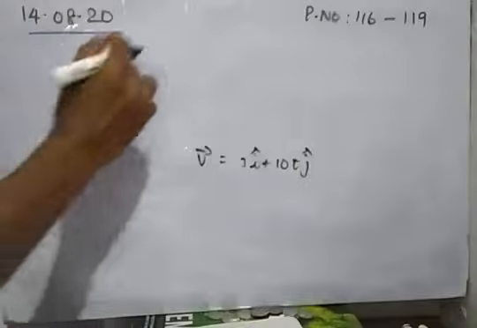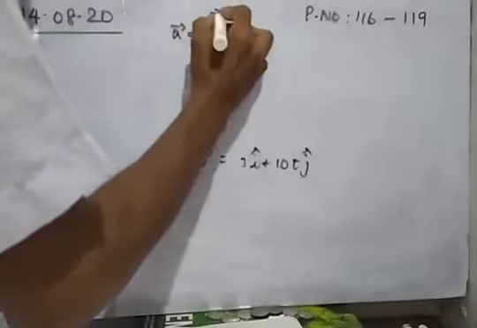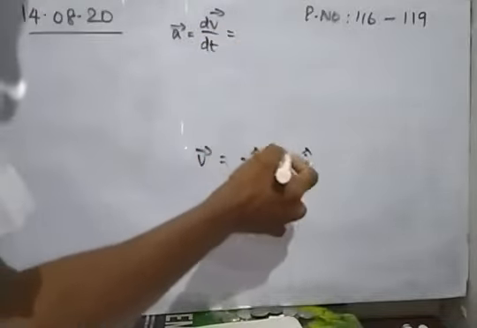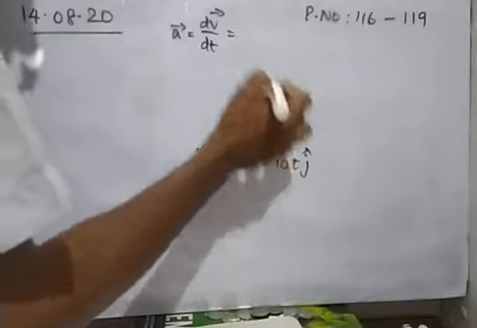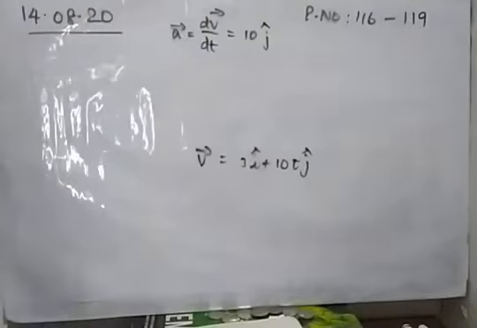Then differentiating this once again, a vector is equal to dv vector divided by dt. If we differentiate once again, this will also become 0. Then here 10 into j cap. Therefore, here the particle experiences a net force.